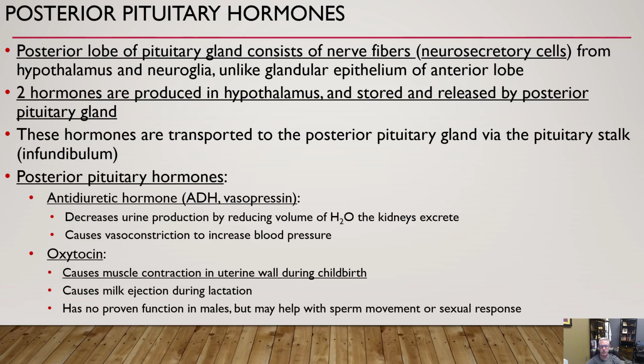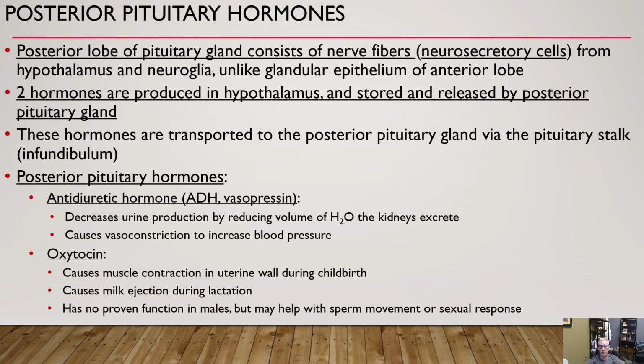For ADH, we can say antidiuretic hormone or vasopressin. Anti means opposite or against. Diuretic kind of means to pee. So antidiuretic means anti-pee, or to not pee. If I have an antidiuretic, that's going to be something that holds urine, so you have decreased urine production. This is where the kidneys are going to hold on to water.